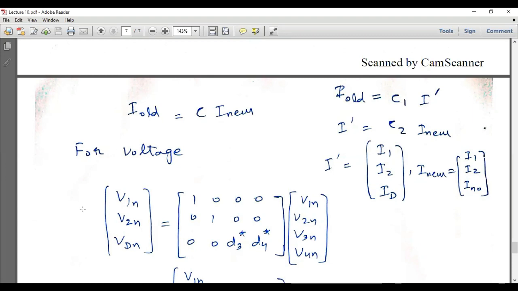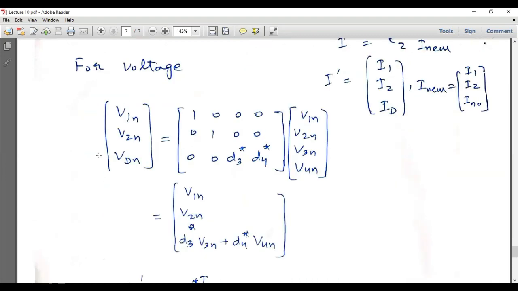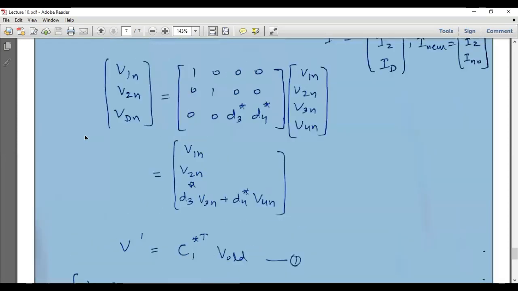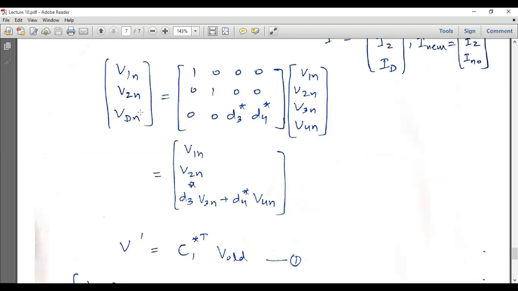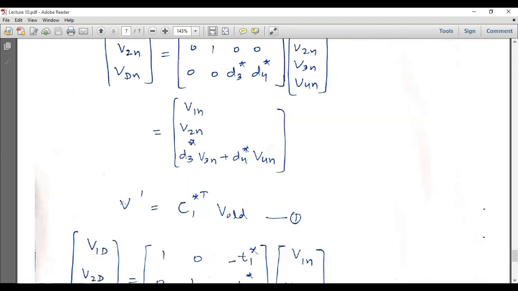For voltage transformation, we will use the opposite way, right? So this is our V dash, V1, V2, and Vd with respect to the neutral node, and that is equal to C1 conjugate transpose multiplied by V old. This is our V old, this is C1 transpose and conjugate, and after multiplication, this V dash will be equal to V1 and V2 and D3 conjugate V3n plus D4 conjugate V4n. So this is the first equation: V dash is equal to C1 conjugate transpose into V old.